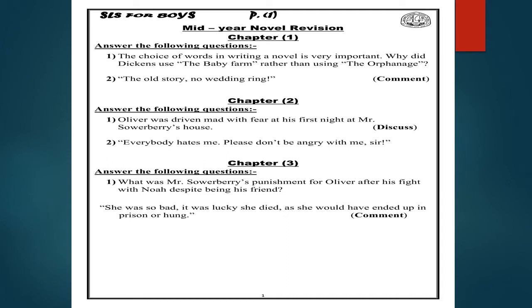Okay, now let's go to our questions here. Chapter 1, answer the following questions. Number 1, the choice of words in writing a novel is very important. Why did Dickens use the baby farm rather than using the orphanage?